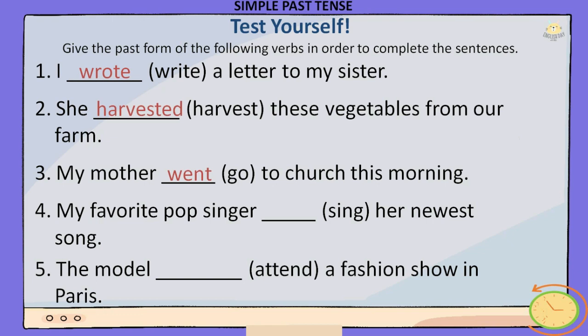Now let's have number 4. My favorite pop singer blanked her newest song. Our verb is sing. If you answered sang, then you are correct. The simple past form of sing is sang. And lastly, the model blanked a fashion show in Paris. Our verb is attend. If you answered attended, then once again you are correct. The word attend is an example of a regular verb. The simple past form needed an -ed at the end of it.